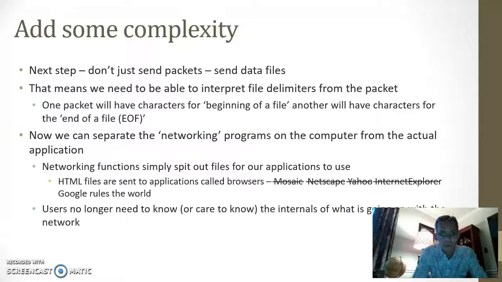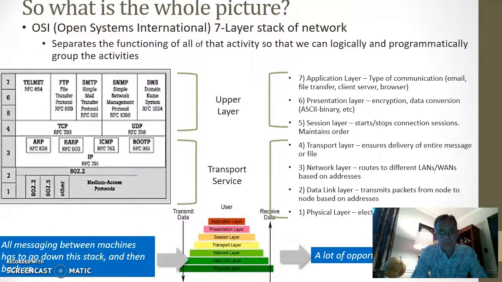Because we don't deal with that stuff on a day-to-day basis, we just assume that it's working. That's opportunity for people to take advantage of it, and that's where cyber kind of comes in. So what's the whole picture?